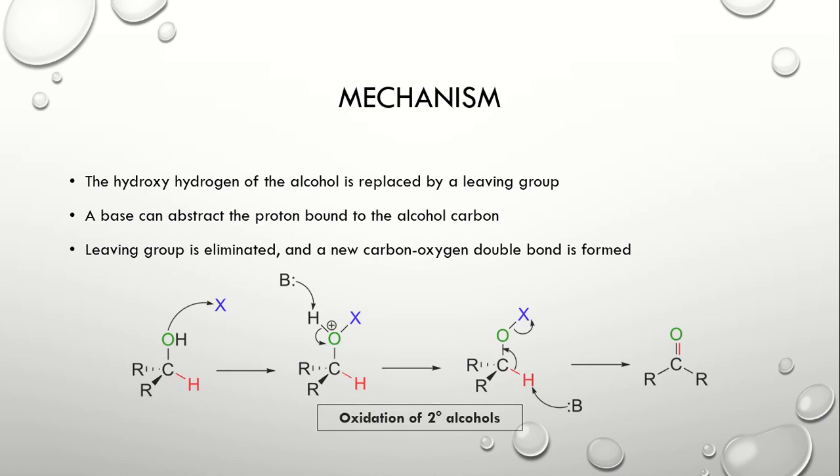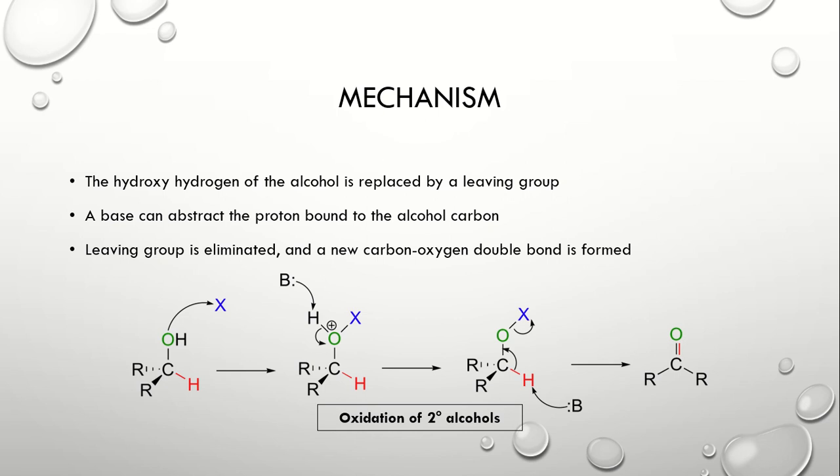So regarding the mechanism for both oxidation reactions, the hydroxy hydrogen of the alcohol is replaced by the leaving group. The base can abstract the proton bonded to the alcohol carbon. Thus, the leaving group X is eliminated, and a new carbon-oxygen double bond is formed.